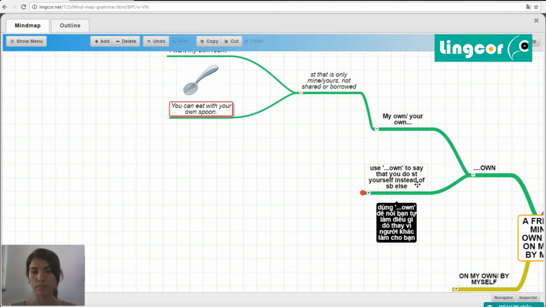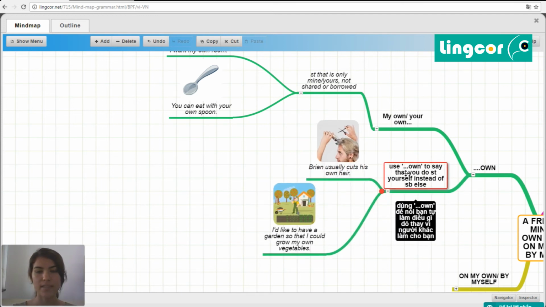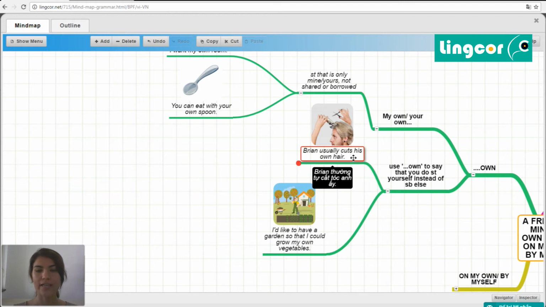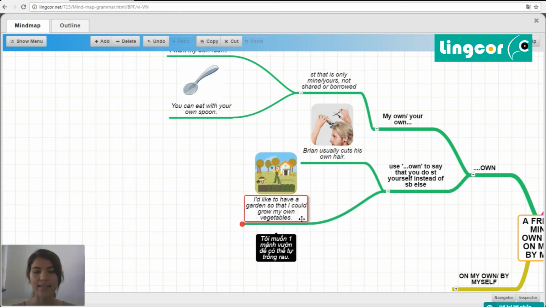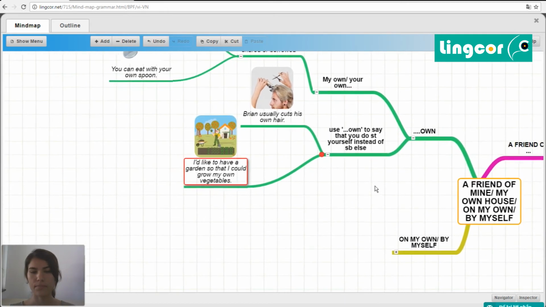Now we use own to say that you do something yourself instead of somebody else. Let's see some examples. Brian usually cuts his own hair, and I'd like to have a garden so that I could grow my own vegetables. So we're using own to say that you do something instead of somebody else.